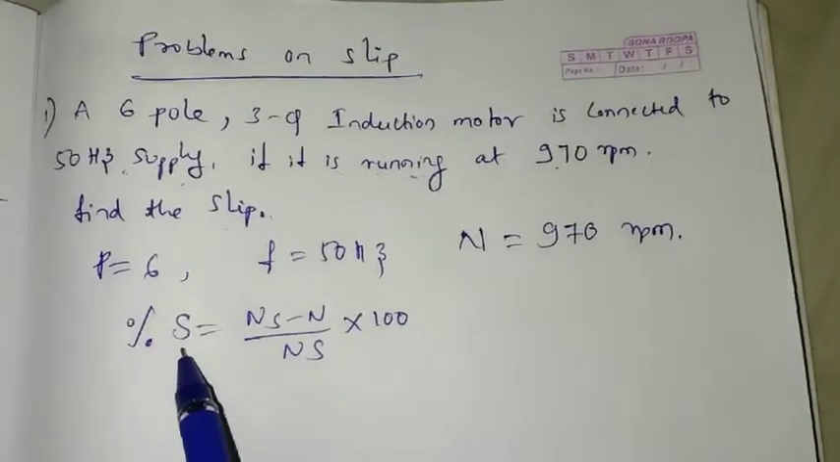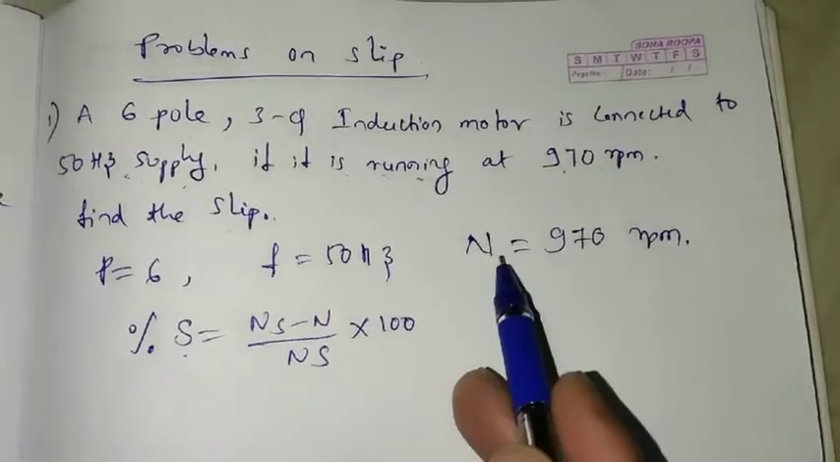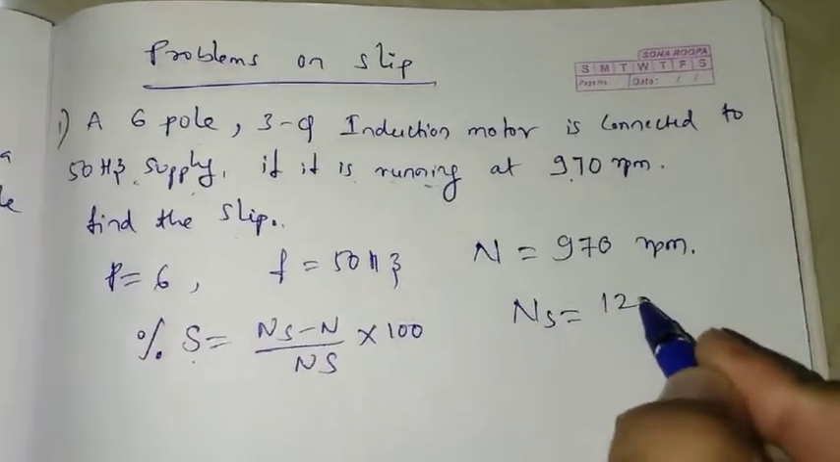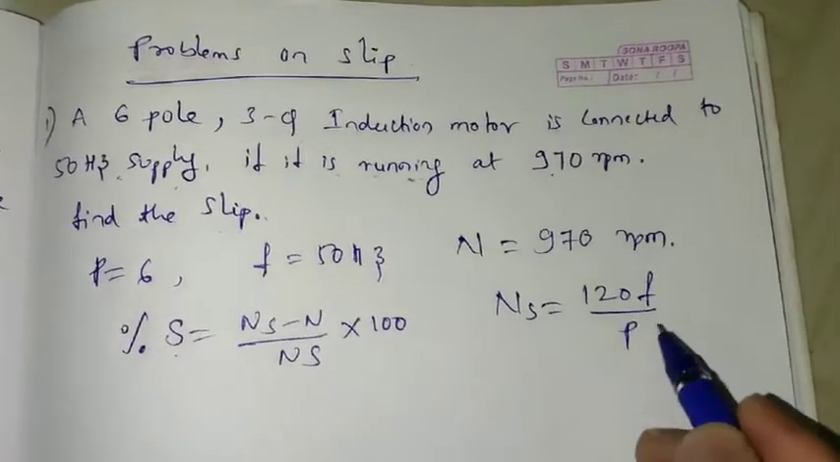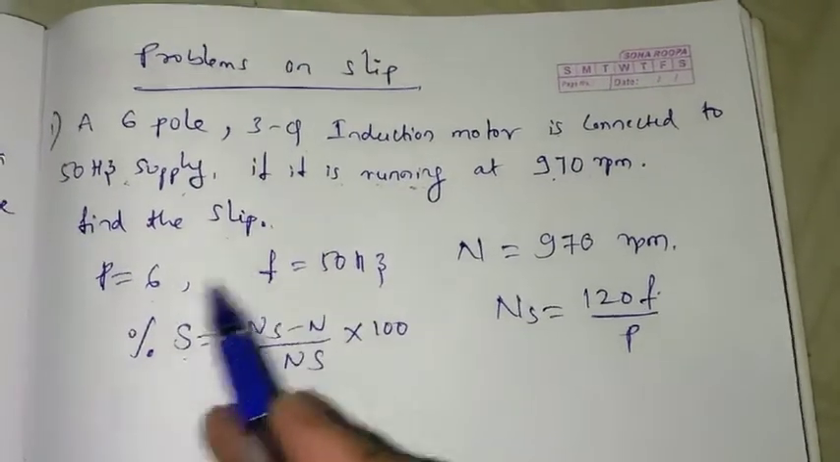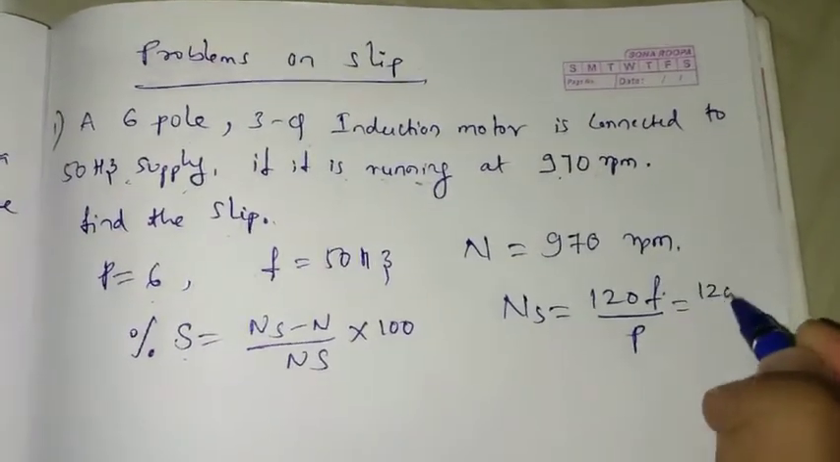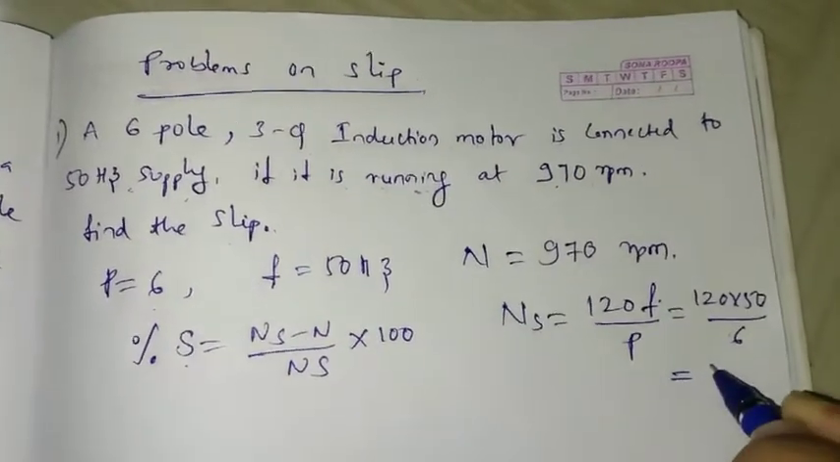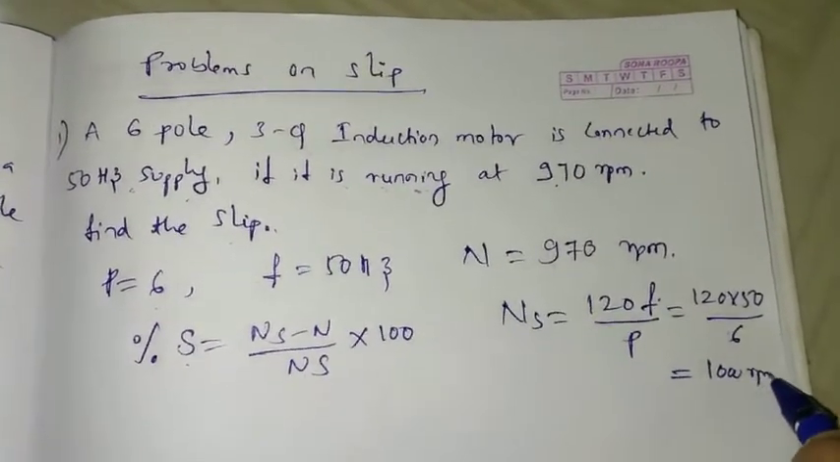So this is the equation of slip, but the ns value is not given. So first calculate ns. The formula is 120 into f by p. We know the value of f, frequency, and p. So substitute here 120 into 50 by p, which is 6. So you will get 1000 rpm.